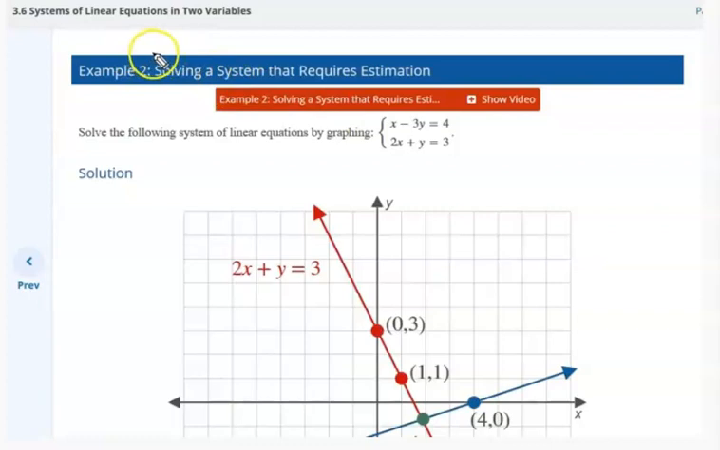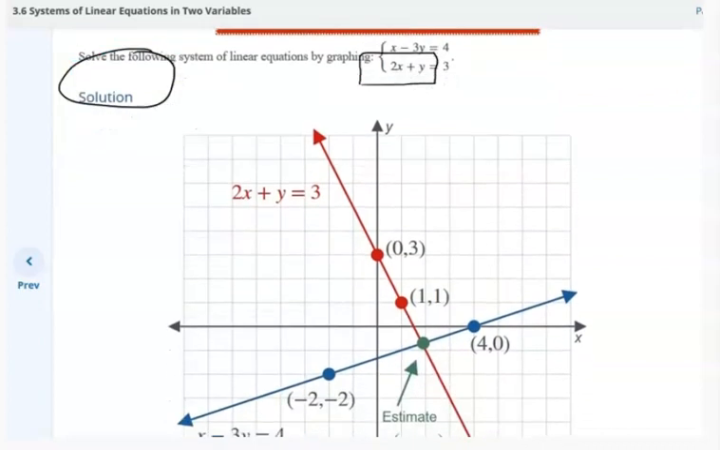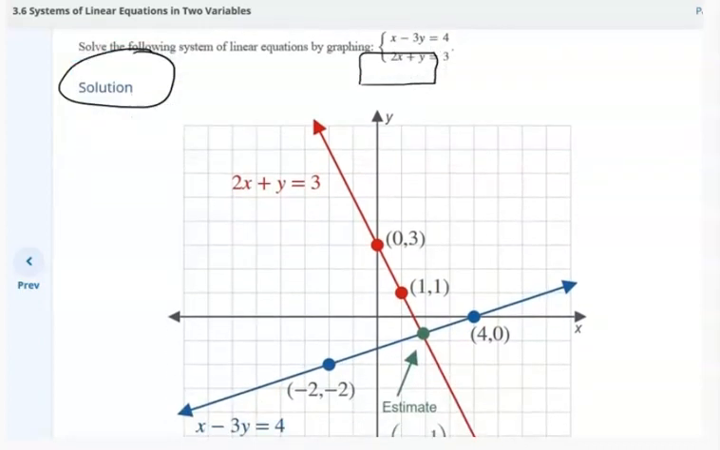Now, for example 2, we're going to see a set of equations that they're stating requires estimation. We're going to have to guesstimate here a little bit. So let's raise it up. These are our equations. And again, I think probably graphing them would be a sort of a challenge.